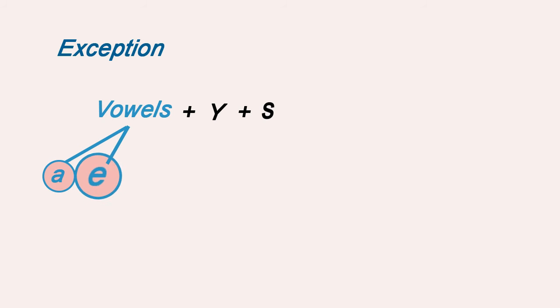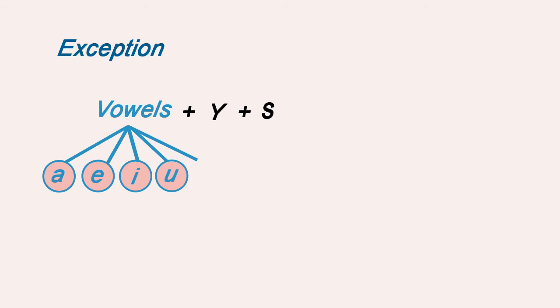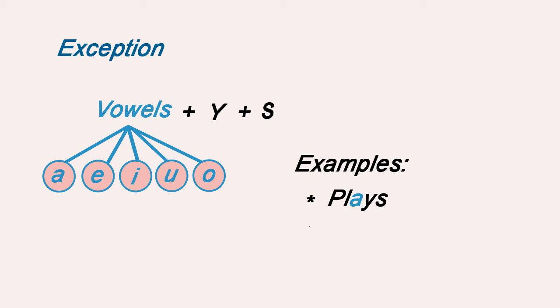But here we have an exception. If the verb has vowel plus y, we put only s. And vowels here are like a, e, i, u, o. For example, with play, I say plays. I keep the y and add s. I don't put ies. The same with buys, and finally with annoys.